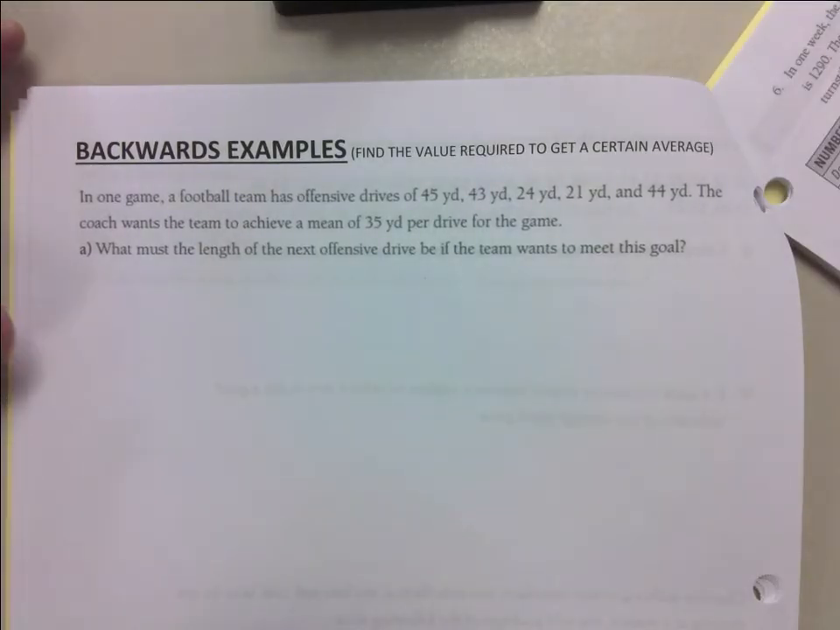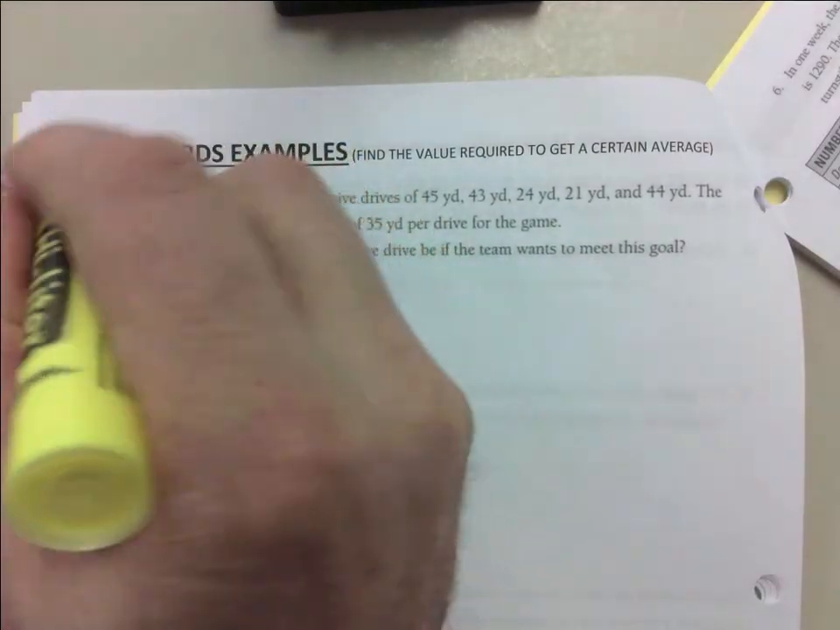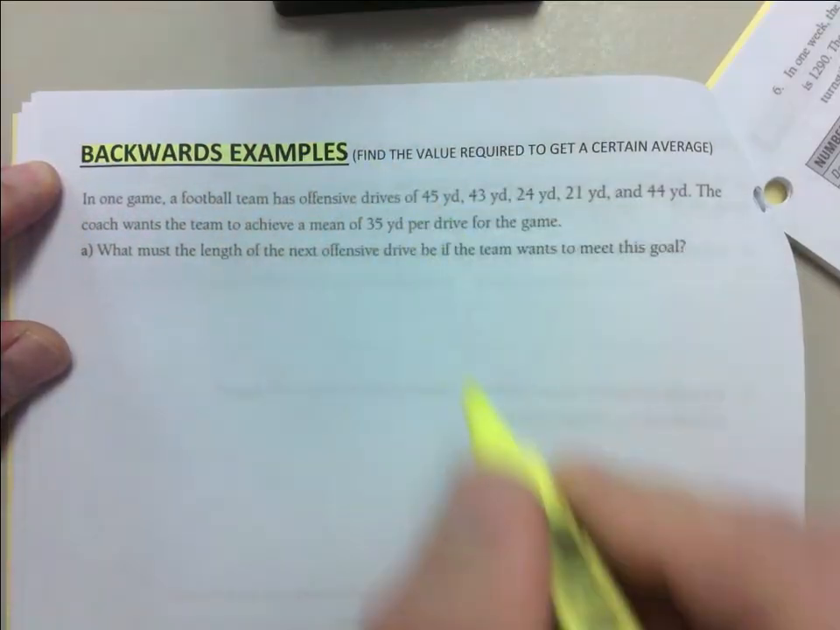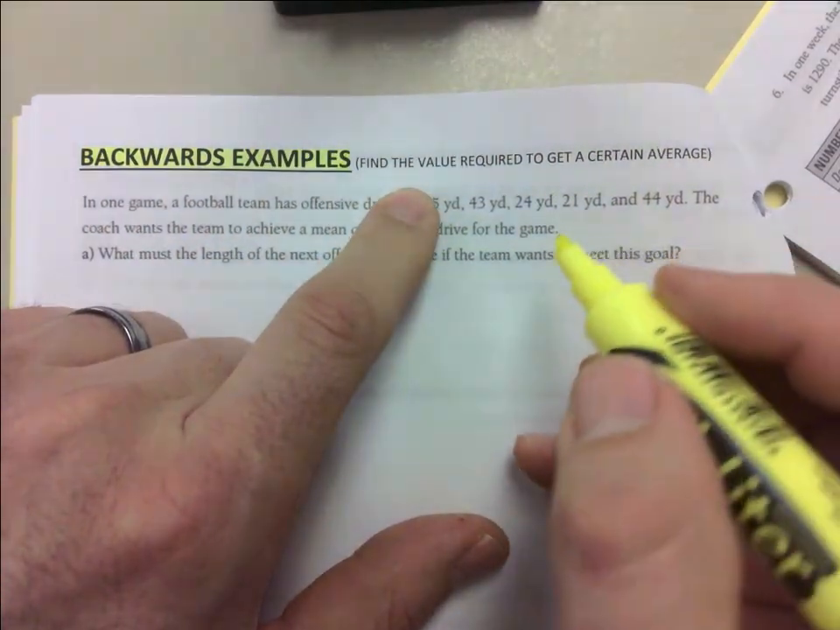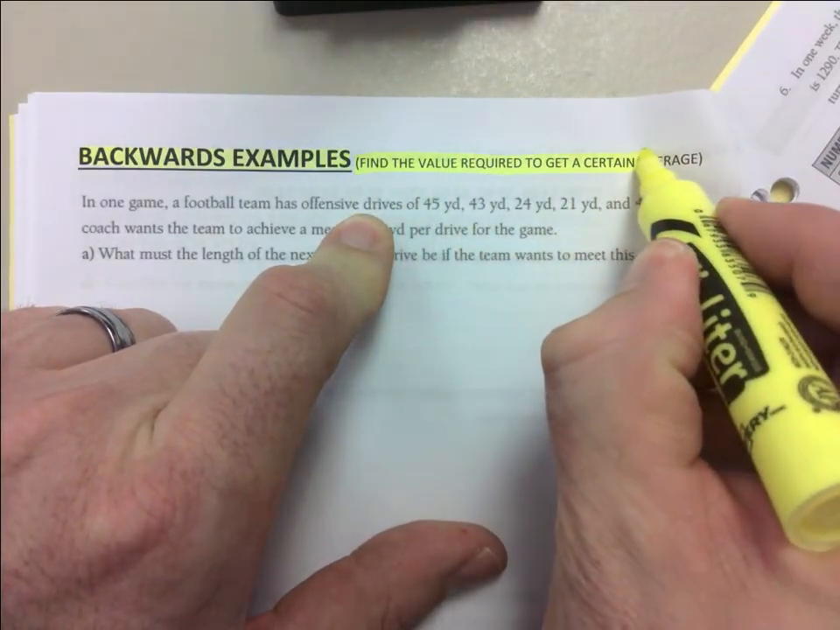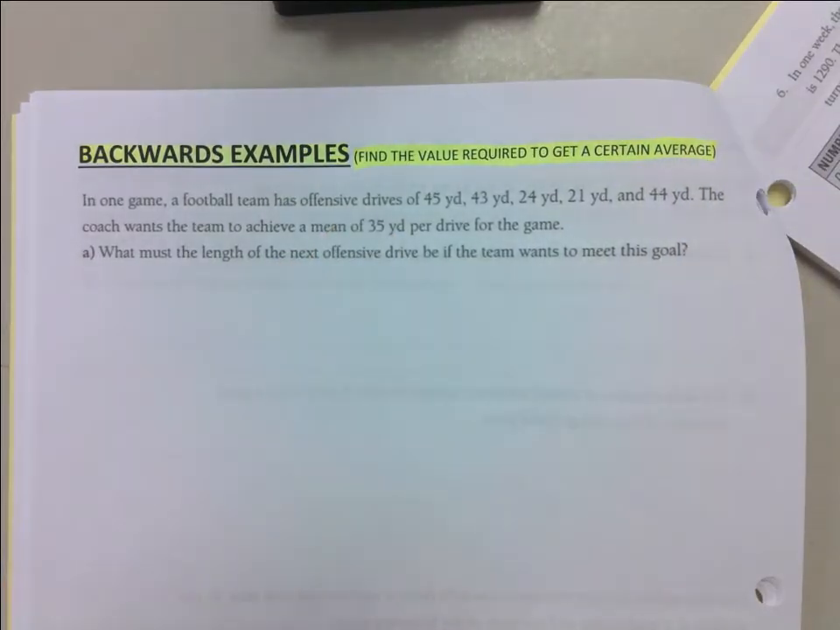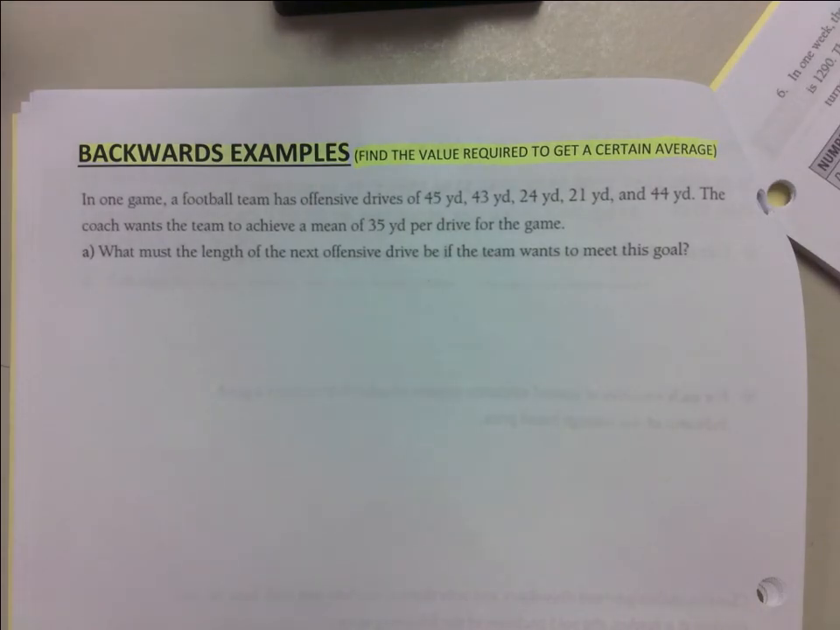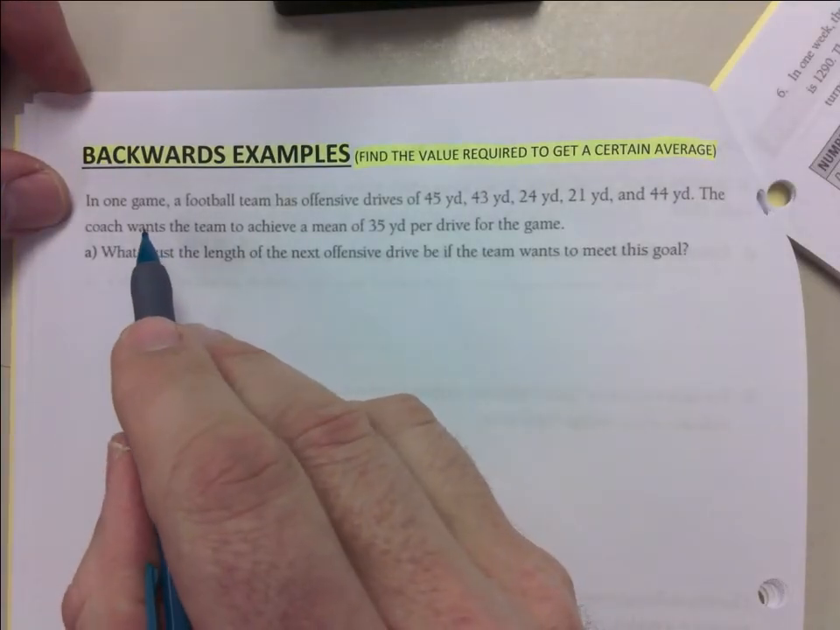Okay, so backwards examples. Why I call it that is because they're going to give you the mean. So essentially, you're going to find the value required to get a certain average. You might ask me this at the end of the semester, Mr. Dirksen, what do I need to get on my exam to get this mark overall? It's kind of like the same thing. So here it goes.